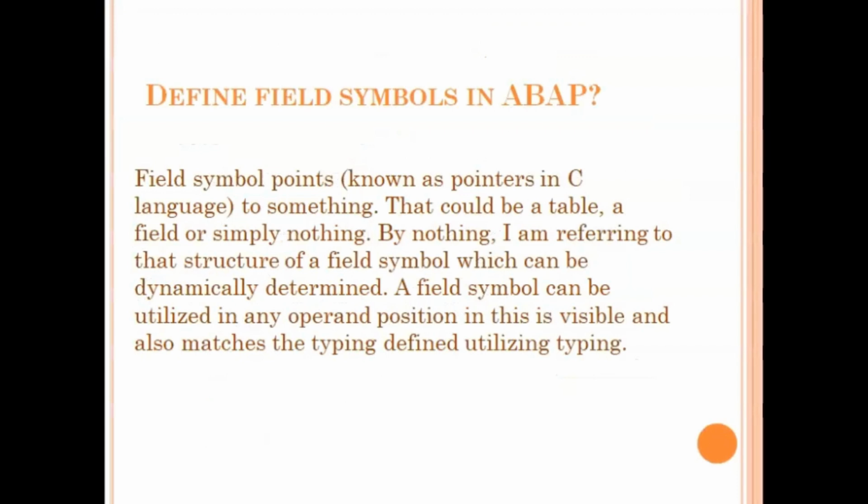Define field symbols in ABAP. Answer. Field symbols are known as pointers in the C language, and they point to something. That could be a table, a field, or simply nothing. By nothing, I am referring to the structure of a field symbol, which can be dynamically determined. A field symbol can be utilized in any operand position in which it is visible, and it also matches the types defined utilizing typing.